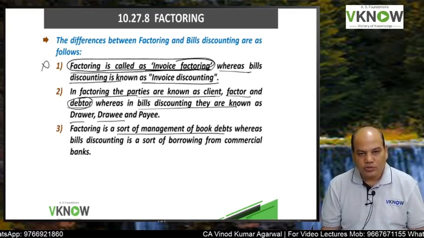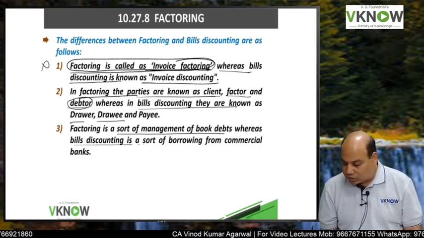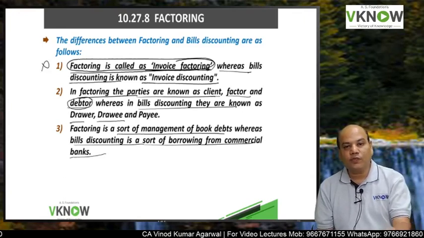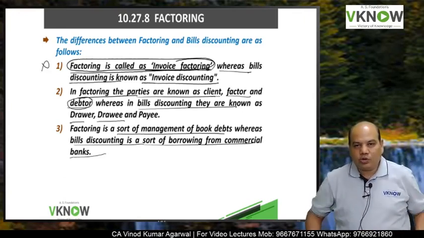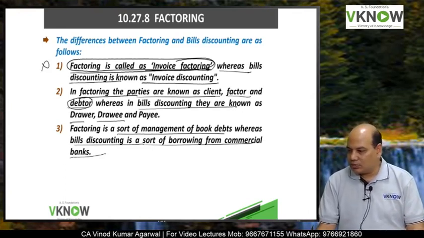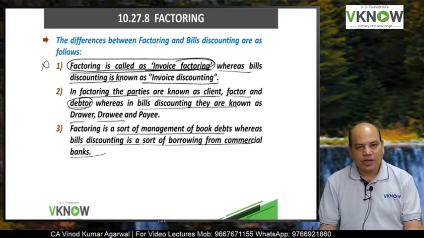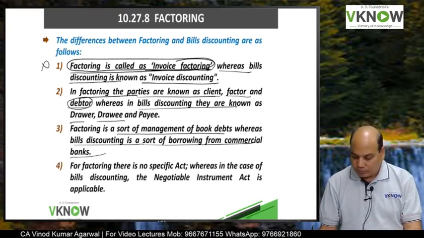Factoring is more concerned with the collection and management function of your debtor. Bill discounting is nothing but a form of short-term borrowing from a commercial bank. So in bill discounting, you have only the financing element. But in factoring, it is not just financing, it involves management of receivables also, collection of receivables also.